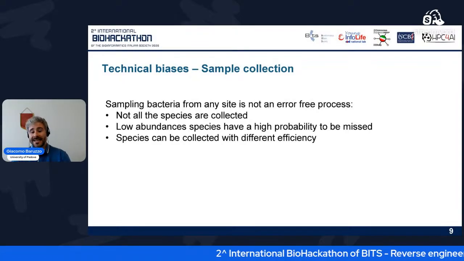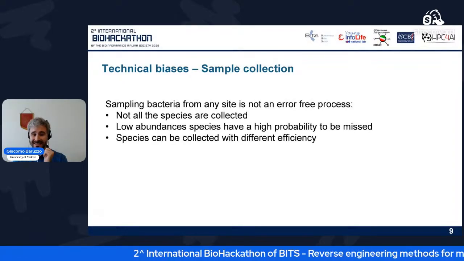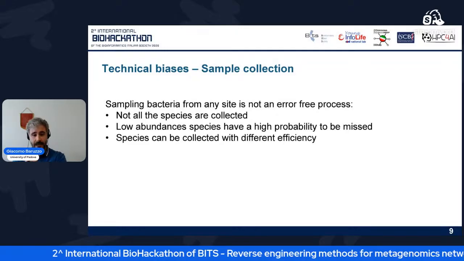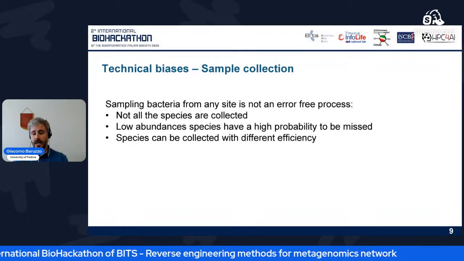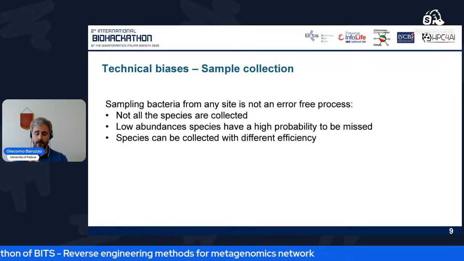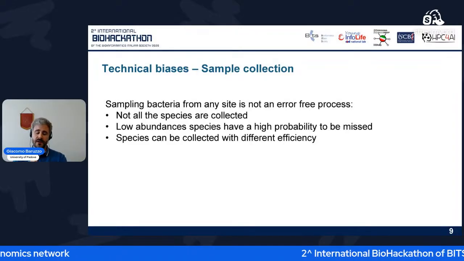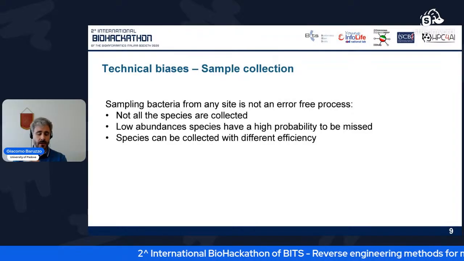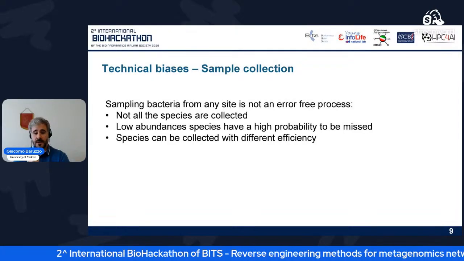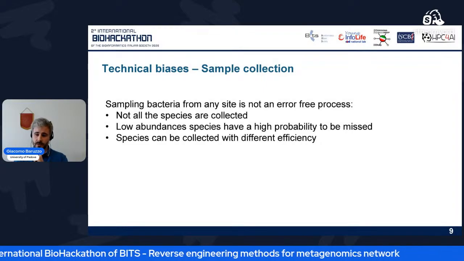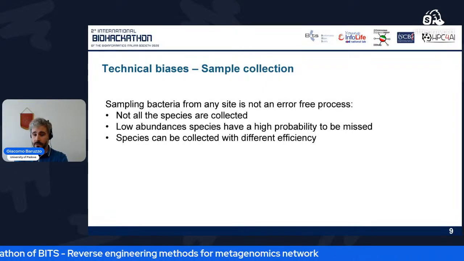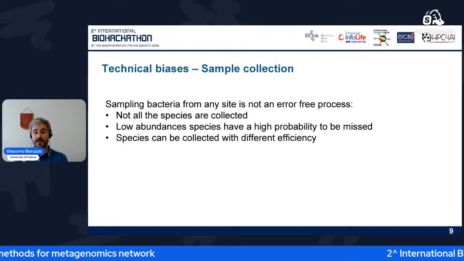Another source of technical bias, so unwanted technical variability in the values that you observe in a count table, is related to the process of how you collect the different samples from the different environments. The biotechnological processes that we have nowadays to collect samples from different sites and ecological niches, from the soil, from our skin, from whatever you're interested in measuring the bacterial composition, are not error-free. They are not perfect, they do not have 100% efficiency.